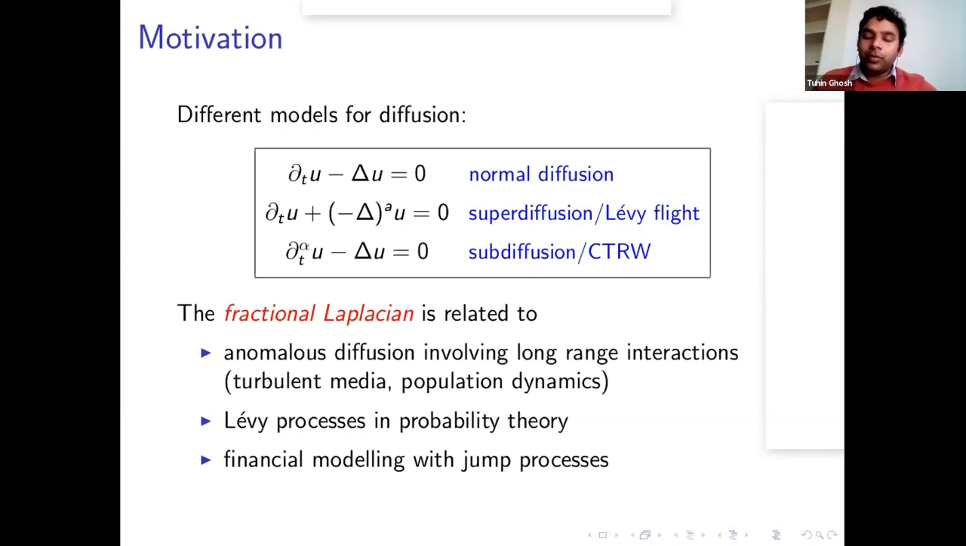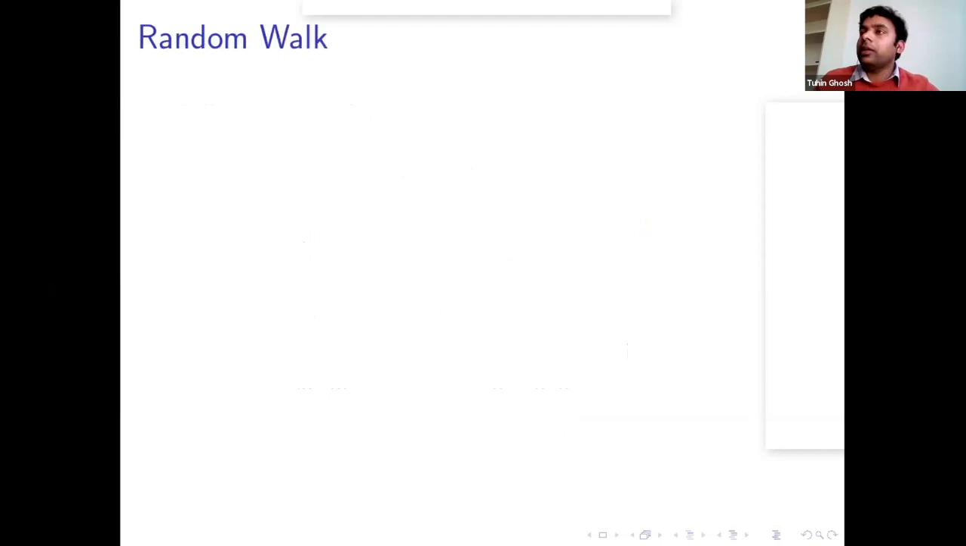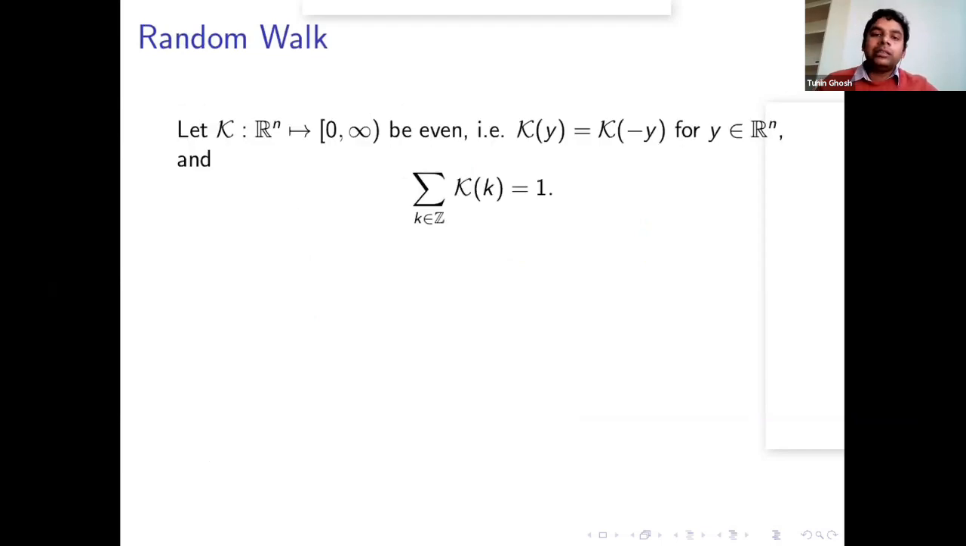So anyway, let's talk about one example of a random walk. The idea is that you have a probability distribution function, which I'm denoting with this capital kappa. It's a function from R^n into R. It's an even function, and as usual the integration has to be one. And here it's a discrete case. It's a random walk, so you are walking on the grid. The grid is given by Z^n, and the sum is 1. That's the necessary condition.